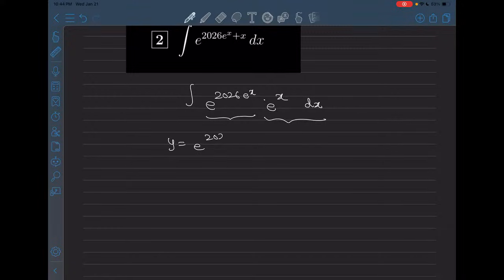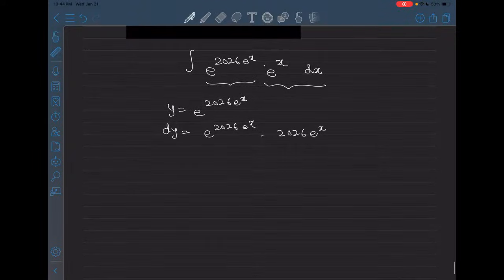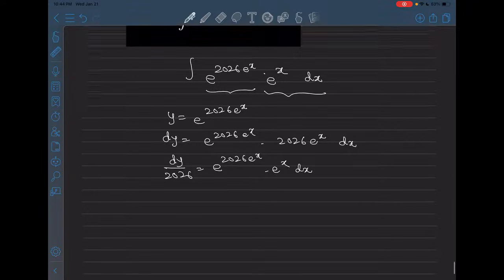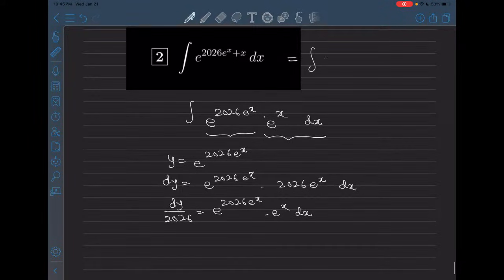Let y be e to the power 2026 e to the power x, and then dy will be e to the power 2026 e to the power x times 2026 e to the power x, right? So yeah, just like I said, and then dx. Over here, dy by 2026 is just e to the power 2026 e to the power x with e to the power x dx, right? So that means this expression is just dy by 2026. So that is just 1 over 2026 y plus c.